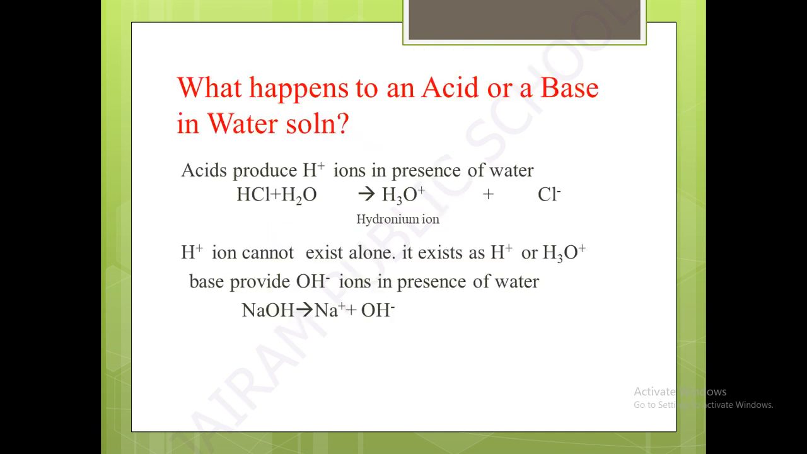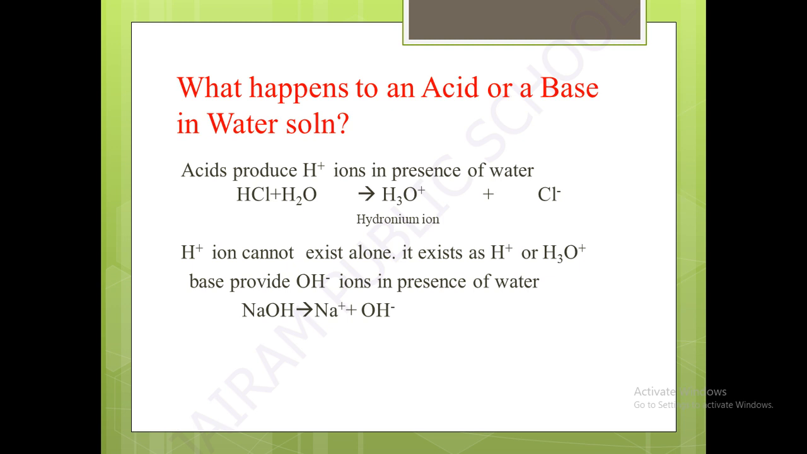So acids are converted into H plus ions, and bases are converted into OH minus ions. So both are responsible for conducting electricity. And the next topic we are going to see is what happens to an acid or a base in a water solution. Suppose we add an acid or a base to the water solution, what is happening? That reaction we are going to see.